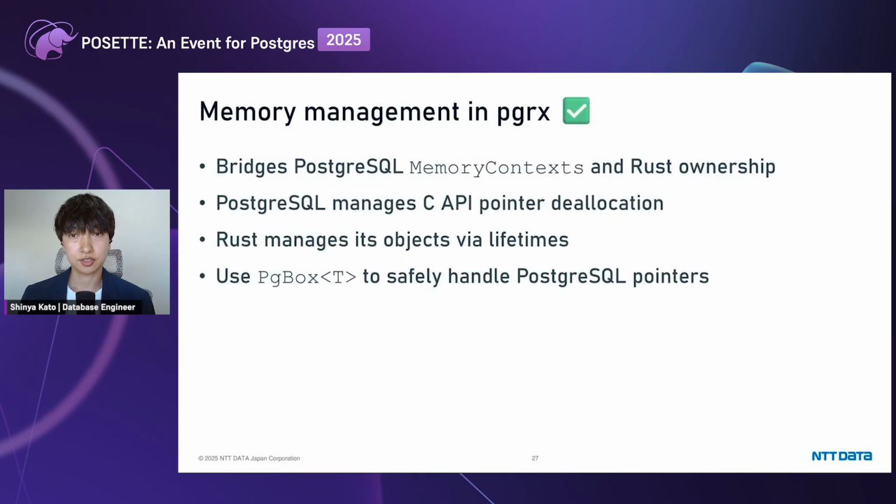pgrx's memory management system is designed to bridge the gap between Postgres memory context and Rust ownership. Specifically, the allocation of pointers received from the C API is handled by Postgres. Conversely, objects created in Rust are deallocated by Rust itself based on its ownership rules. To help safely manage pointers allocated by C from within Rust, pgrx provides the PgBox type.